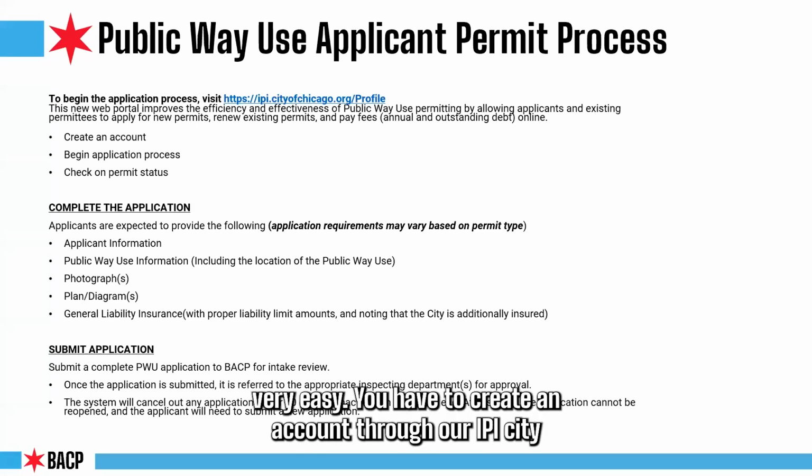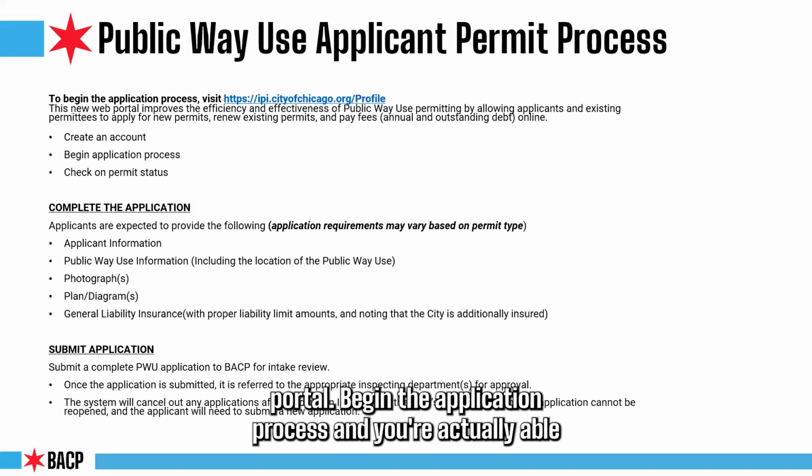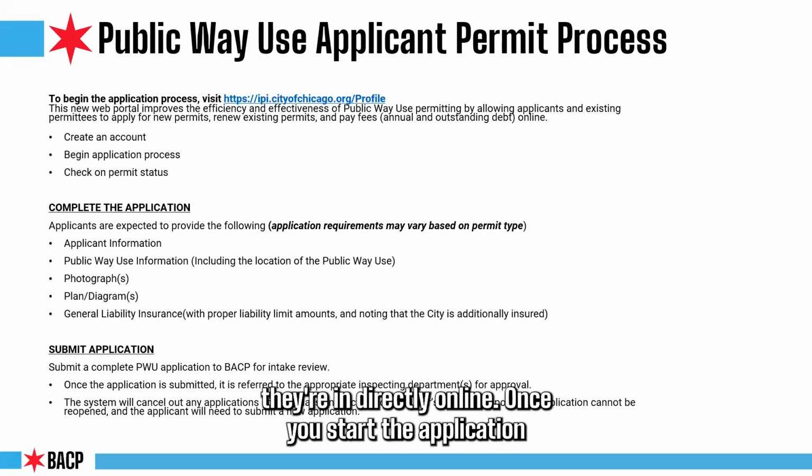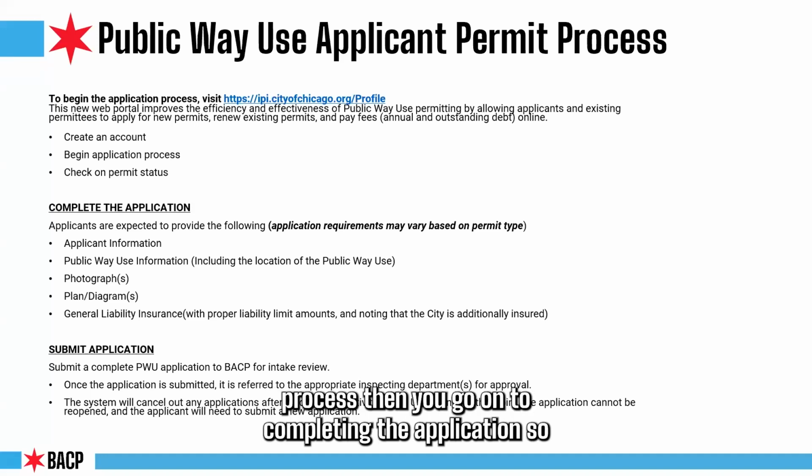The application process is very easy. You have to create an account through our IPI City portal and begin the application process, and you're actually able to check the status of your online permits and what process they're in directly online. Once you start the application process, then you go on to completing the application.